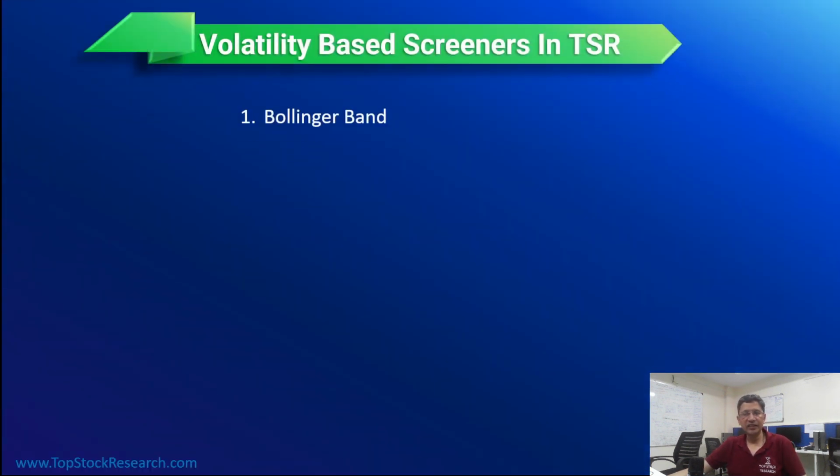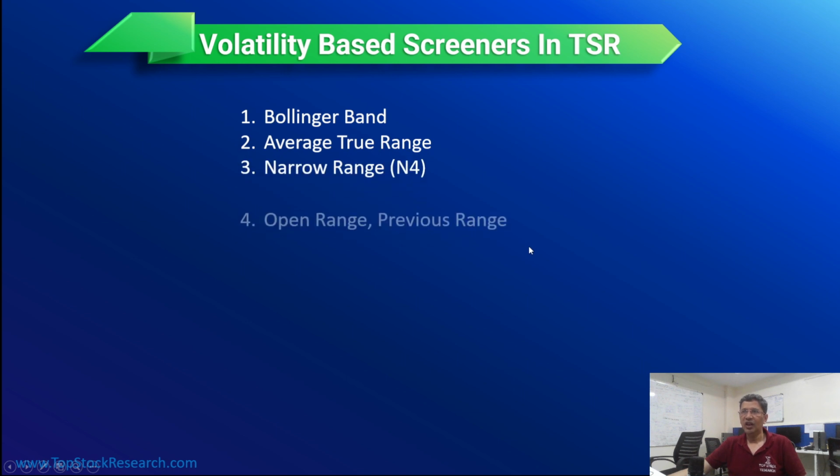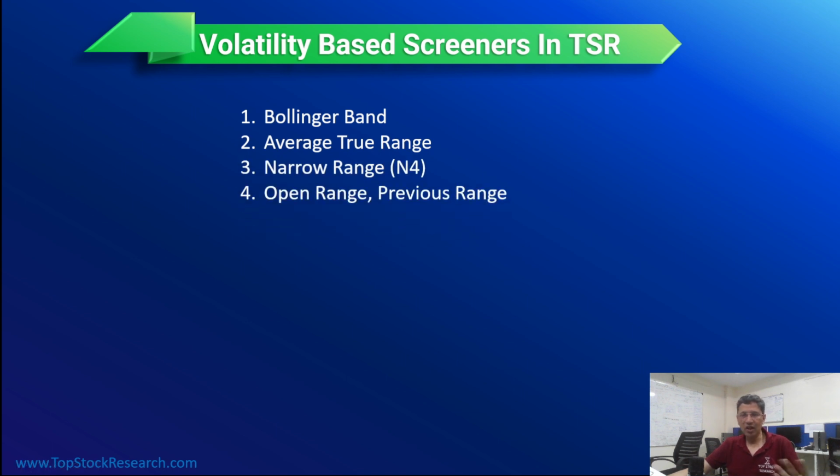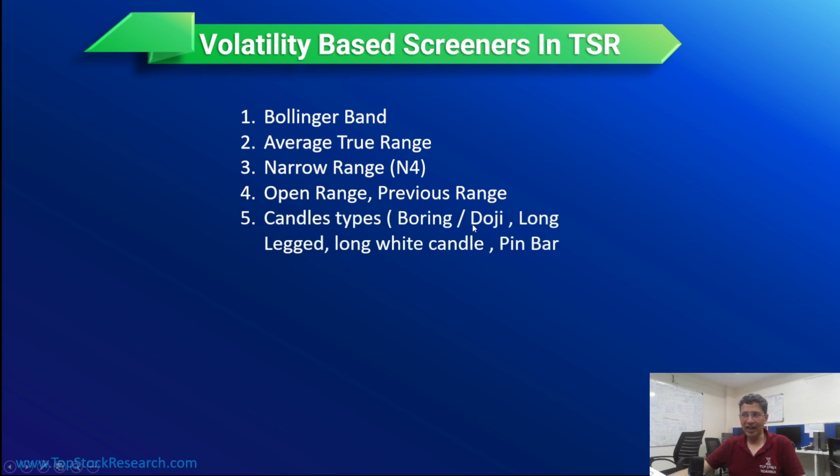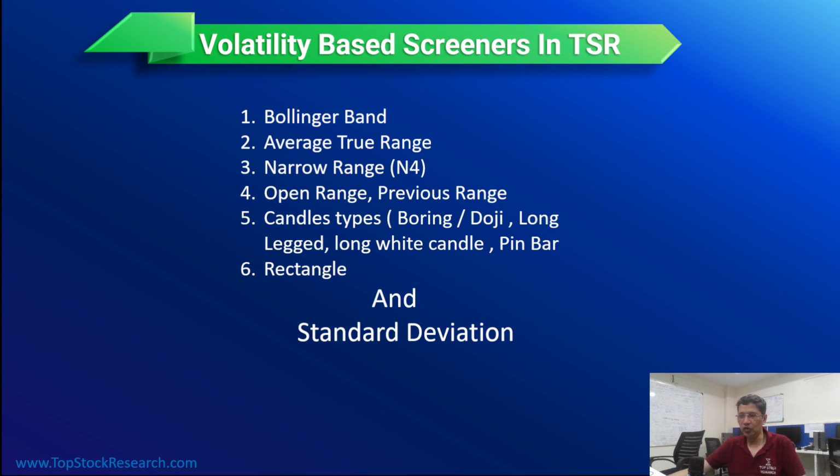Okay. Volatility-based screeners in TSR: we have quite a few. Bollinger Band is one of them, average true range, narrow range, open range, previous range. These are all volatility-based, where you see that it's in a certain range, and when it breaks, it goes in a higher direction. Candle types: boring candles, doji, long-legged doji, a white candle, pin bar. All these are individual candles, which tell you what the volatility is at an individual candle level. Rectangles are there where the stock moves in a particular zone.